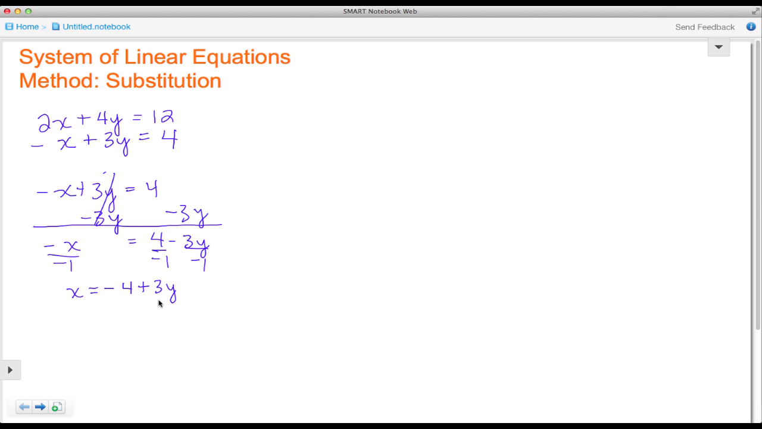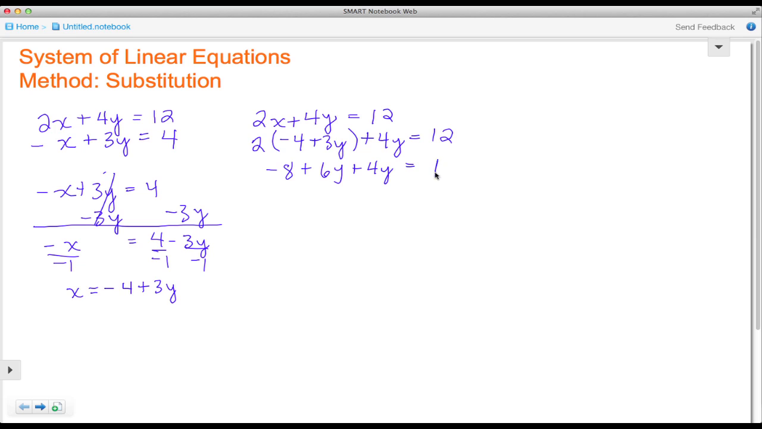Now that we have an expression that can stand in the place of x, we're going to substitute that back into the first equation. Let's rewrite the first equation: 2x plus 4y is equal to 12. Here we see x is the same thing as negative 4 plus 3y, so it's 2 times negative 4 plus 3y, and then we continue writing the rest of the original equation, which is a positive 4y equals 12. Now we distribute this 2 to both terms. 2 times negative 4 gives me negative 8, and 2 times 3y gives me 6y, plus 4y is equal to 12.